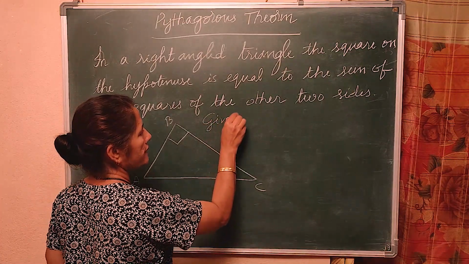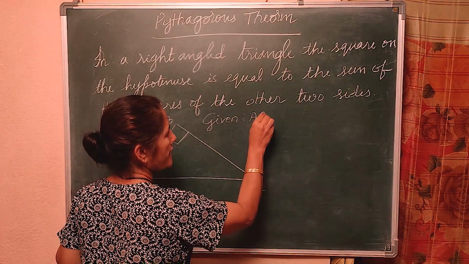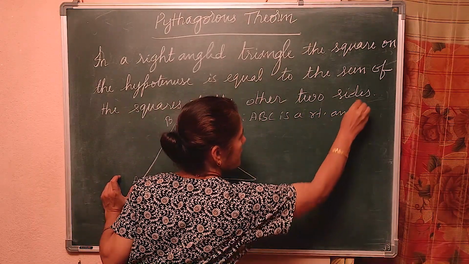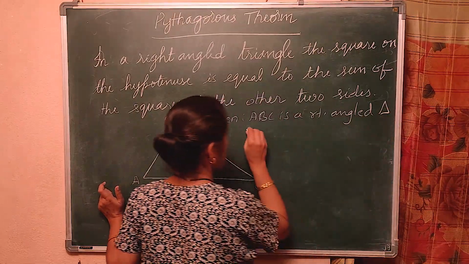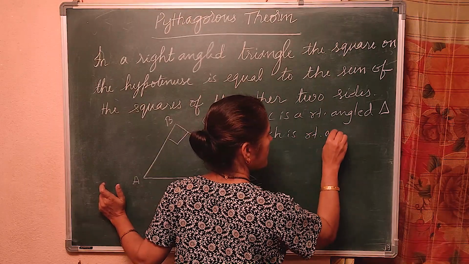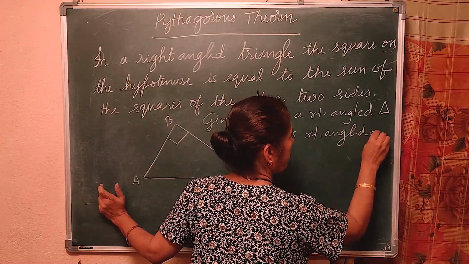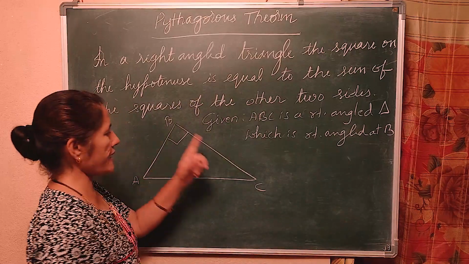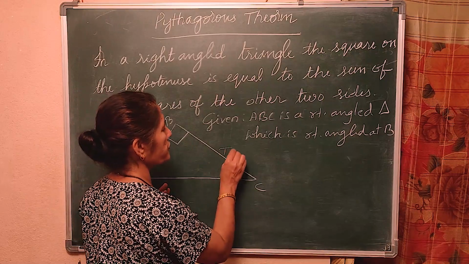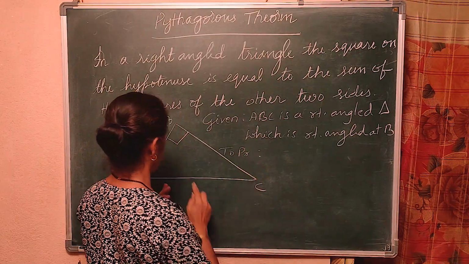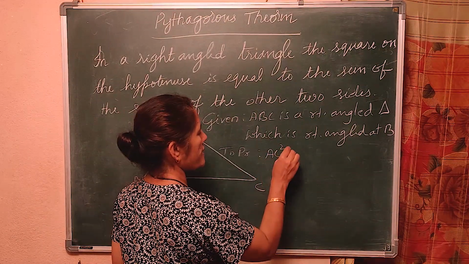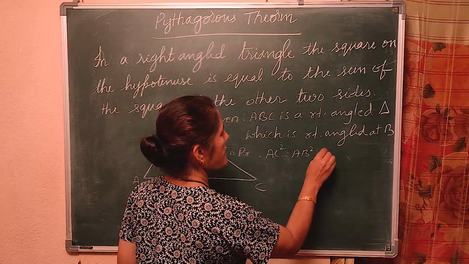I have to write down. Given: ABC is a right angled triangle which is right angled at B. What is to prove? To prove: the side opposite to the right angle, AC square, is equal to AB square plus BC square.